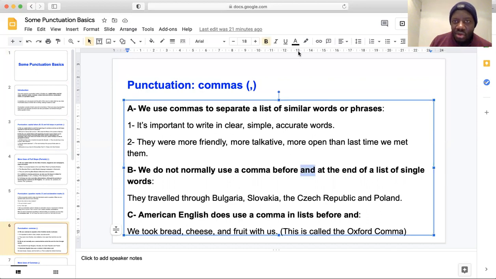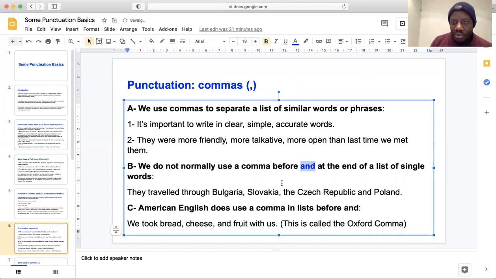As you can see here, and I put it in color, at the end of a list of single words. So it depends, because I'm going to give you an exception to this rule just below. They traveled through Bulgaria, Slovakia, the Czech Republic, and Poland.